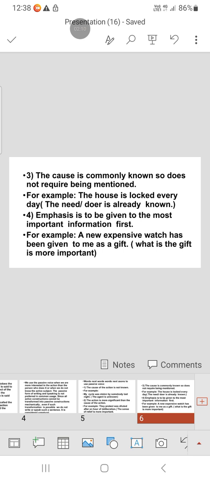Fourth reason, emphasis is to be given to the most important information first. For example, a new expensive watch has been given to me as a gift. What is the gift is more important here.